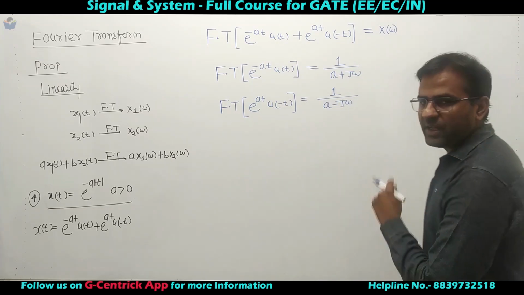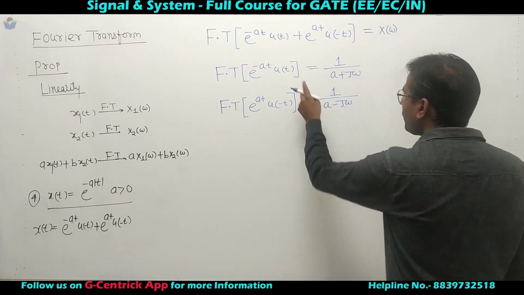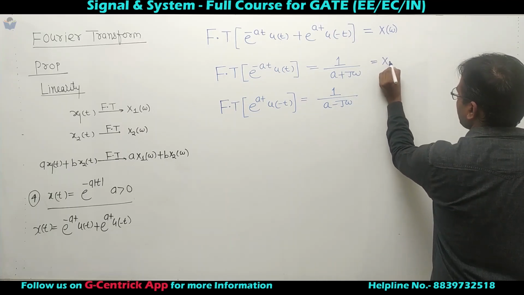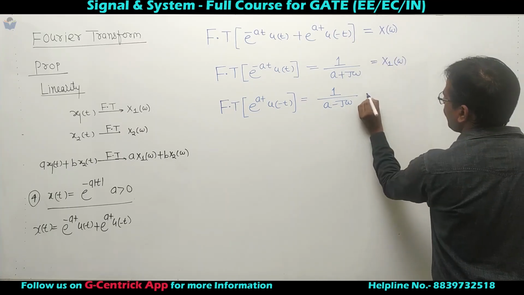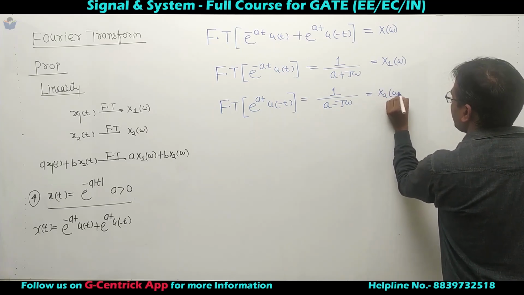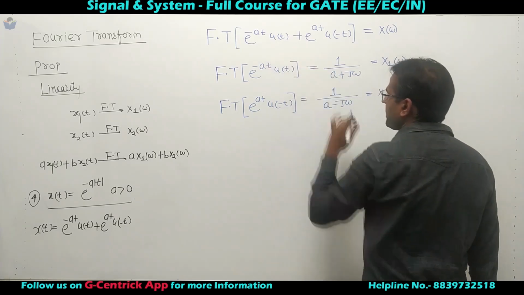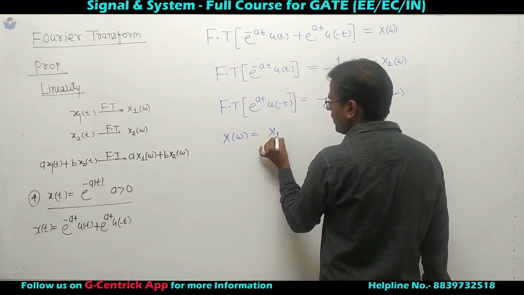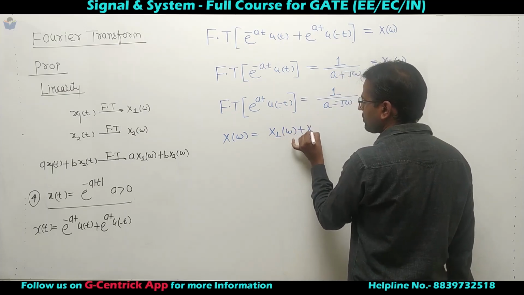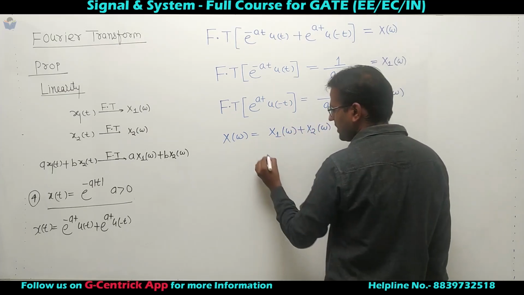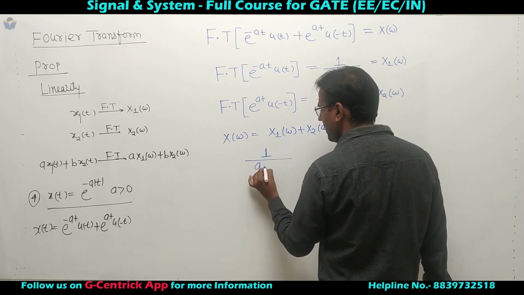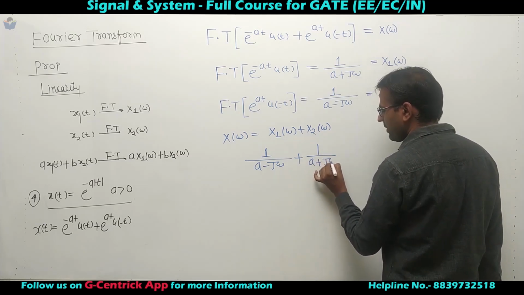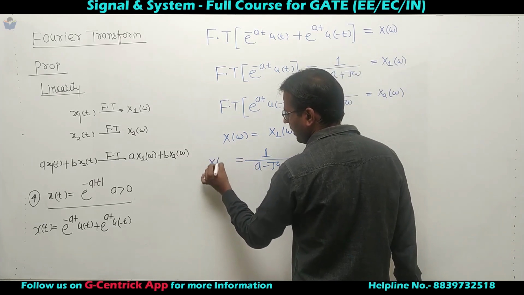We just saw the second and third Fourier transforms. Now the addition of these two will be, and this is my X1 of omega and this is X2 of omega. So I can say the addition of these two Fourier transforms is X of omega. So X of omega can be written as X1 of omega plus X2 of omega. So I can write this as 1 divided by a minus j omega plus 1 divided by a plus j omega is X of omega.